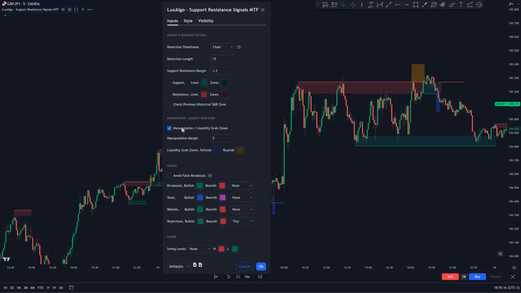Manipulation margin. A setting of 2 indicates that the manipulation zone will have a width that's double that of the associated support or resistance level. You can also customize the zone's color to your preference.